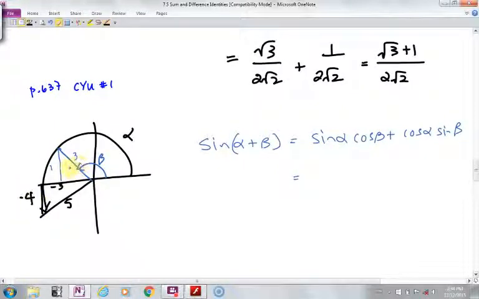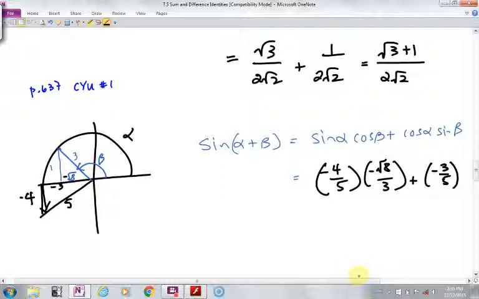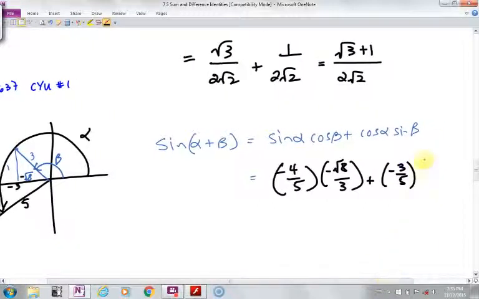Okay? Now let's do the same thing for the blue triangle. We need to find the adjacent side on the blue triangle. So that is going to be root 8. Okay? So now I can figure out what sine alpha is, because sine alpha is opposite over hypotenuse. So that's negative 4/5. Cos beta is adjacent over hypotenuse, so that's negative root 8 over 3. Cos alpha is negative 3 over 5. And sine beta is 1 over 3.